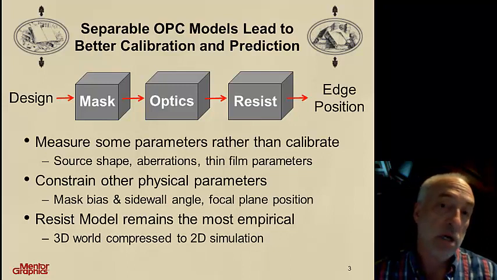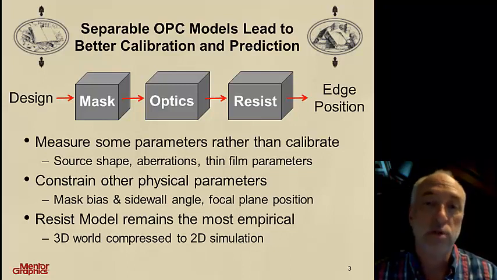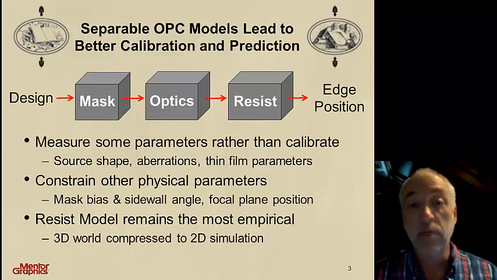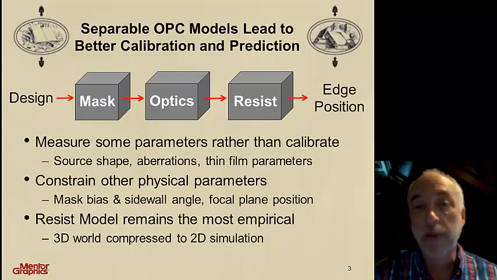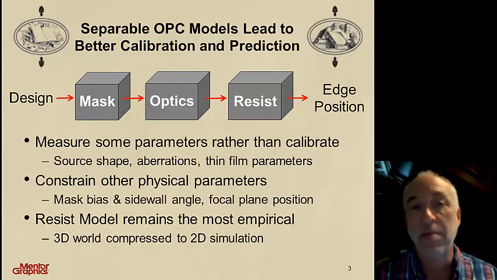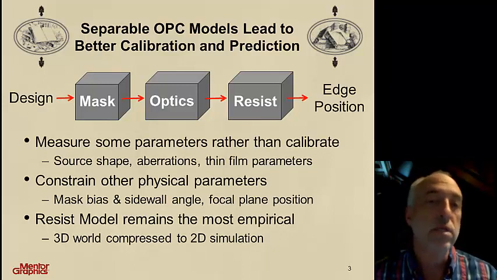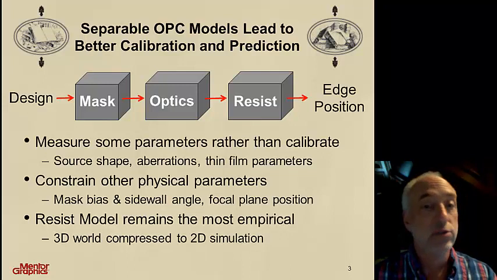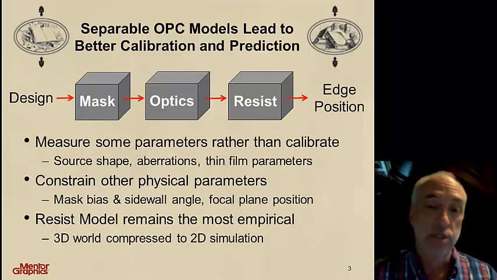For example, in the optics, we can measure the shape of the source for a real system that's being used to print our wafers instead of modeling it. We can measure aberrations. We can measure thin film parameters that are needed in the optics modeling. Other parameters we could measure, but sometimes don't, for example, the mask making biases or corner rounding on the masks. We might measure and input those. Or if we don't, we can calibrate them with known physical constraints. We know reasonable values for how much the mask bias might be based on our experience, and we can use those constraints to guide our calibration as well.